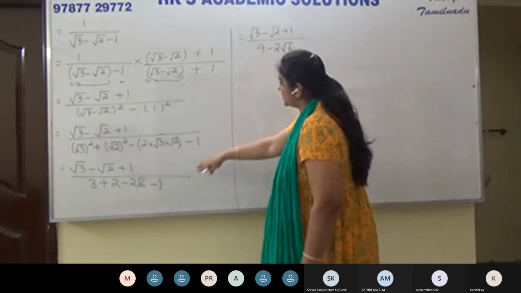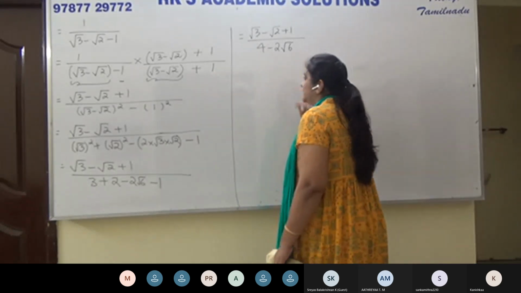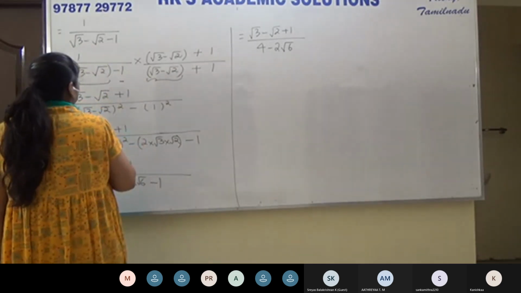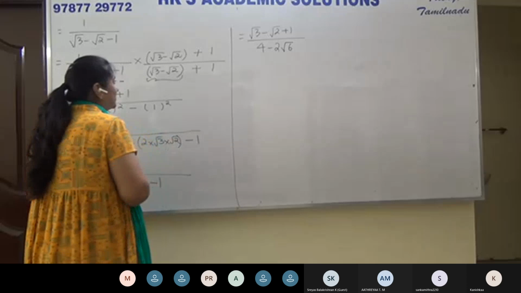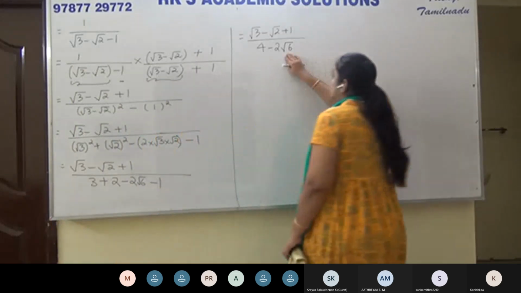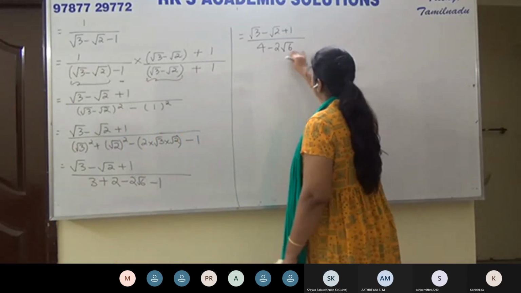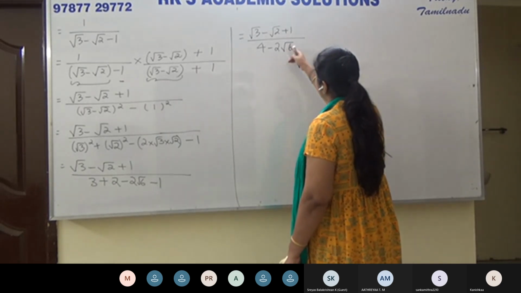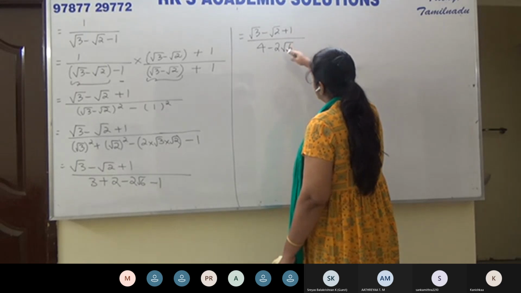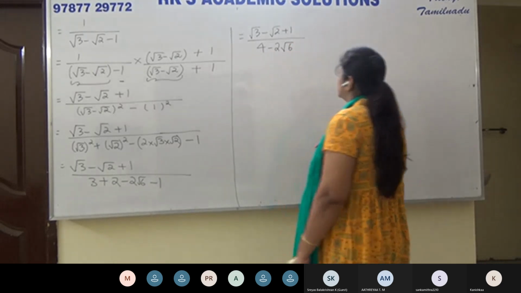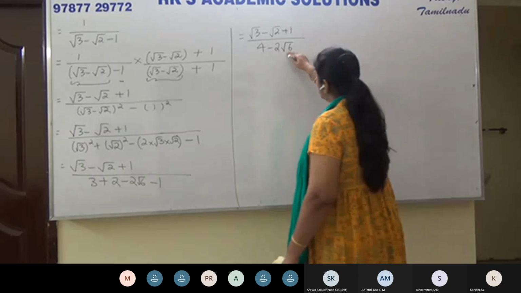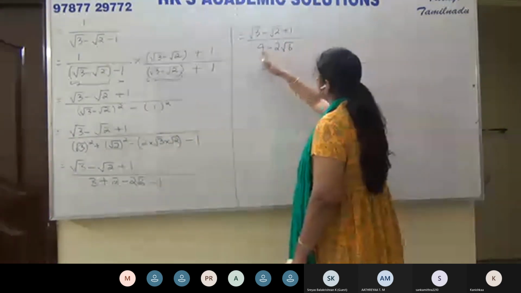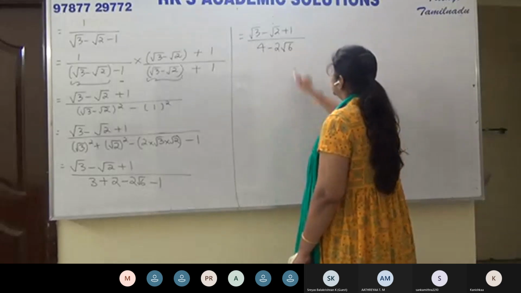Now, even after this procedure, the denominator is still irrational. We started this because the denominator is irrational, so we wanted to rationalize it. But even after multiplying and dividing by the conjugate, the denominator is still irrational because root 6 is irrational, which makes 2 root 6 irrational, which also makes 4 minus 2 root 6 irrational.